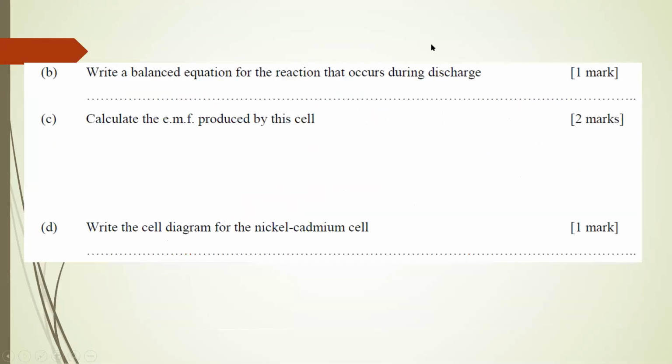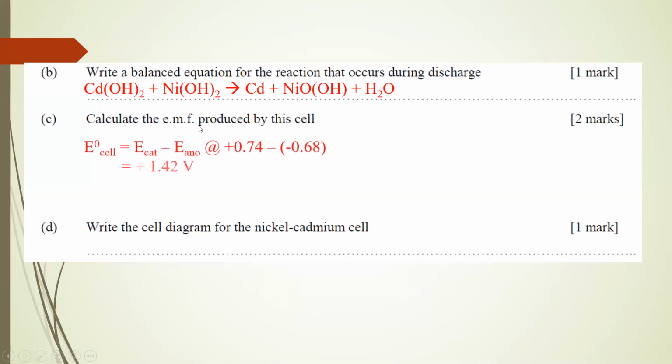Then B, write a balanced equation for the reaction that occurs during the discharge. So you compare based on the two half equations. You have Cd(OH)2 plus 2Ni(OH)2 gives Cd plus 2NiOOH plus 2H2O. And calculate the EMF of the cell produced. So you have 0.74 minus negative 0.68, so you get positive 1.42.